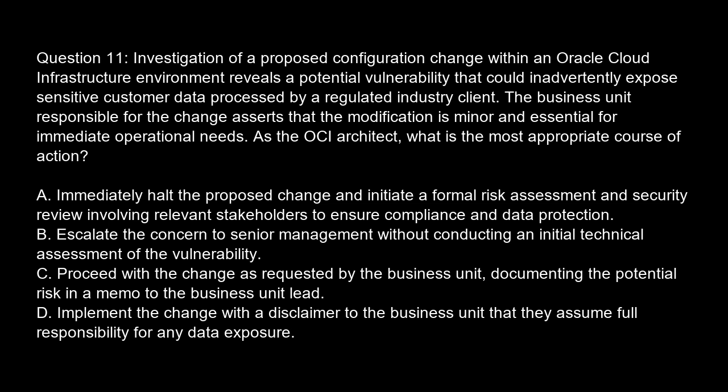Option A. Immediately halt the proposed change and initiate a formal risk assessment and security review involving relevant stakeholders to ensure compliance and data protection. Option B. Escalate the concern to senior management without conducting an initial technical assessment of the vulnerability. Option C. Proceed with the change as requested by the business unit, documenting the potential risk in a memo to the business unit lead. Option D. Implement the change with a disclaimer to the business unit that they assume full responsibility for any data exposure.